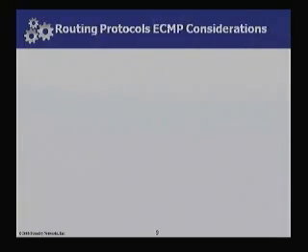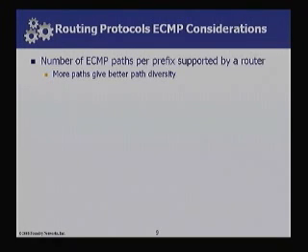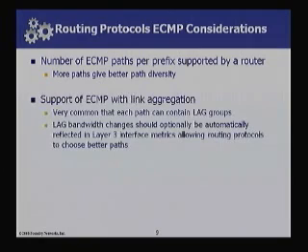So what are some of the considerations in routing protocols you need to look at? Now this is on top of tuning metrics. We're all familiar with how to tune metrics. But other considerations are, what is the number of ECMP paths per prefix supported by a router? The more paths will give you a better path diversity. So this is something to look for. Support of ECMP with link aggregation. Very common these days, as you're going through a path, you will have link aggregation in there. A lot of your paths will have link aggregation. Well, are all those link aggregation metrics correctly reflected for the routing protocols?